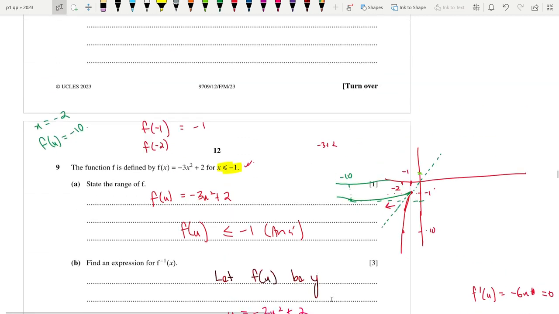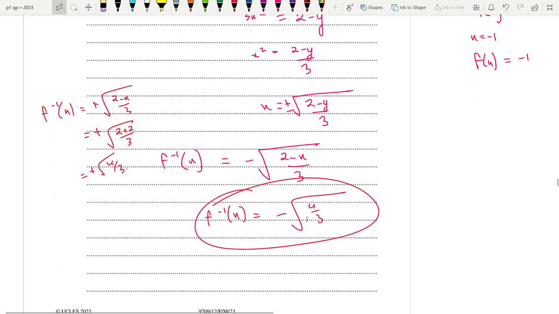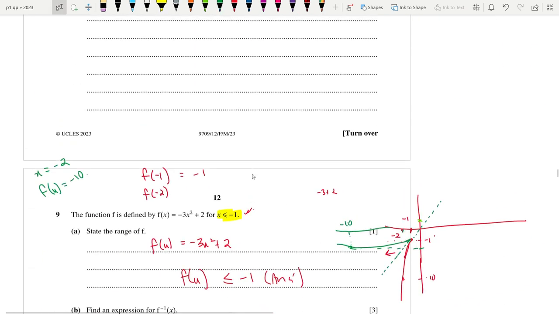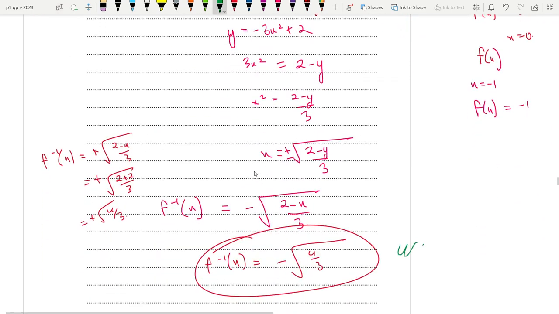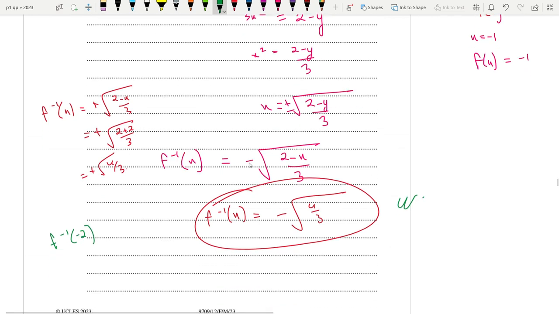Now, you have to realize that the domain of the main graph is the range of the inverse graph. But we can just check using the graph. Check this. When I input minus 2 in my inverse function, when I put in f inverse minus 2, here I get a negative value, minus root over 4 by 3. How much is that? Root over 4 by 3 is 1.15, so here I get minus 1.15, and here I get plus 1.15.